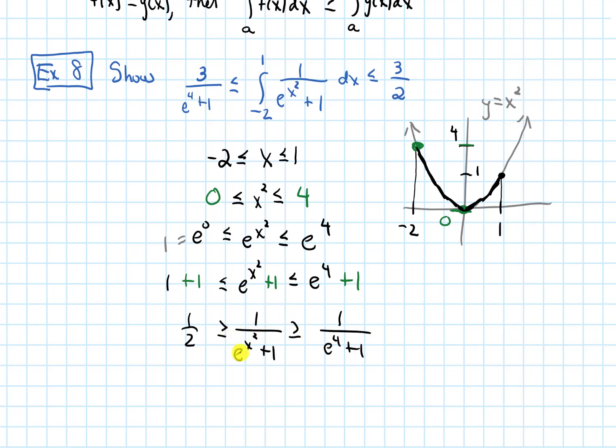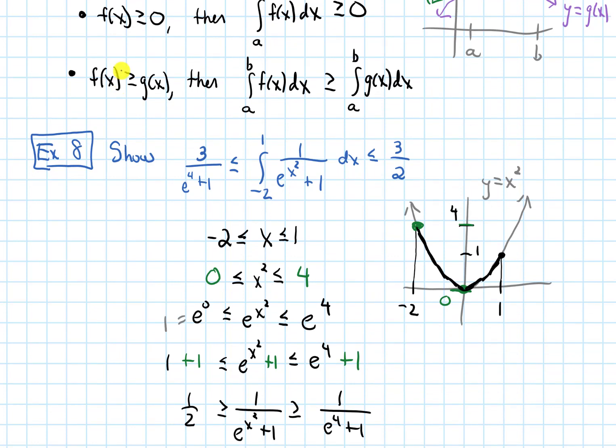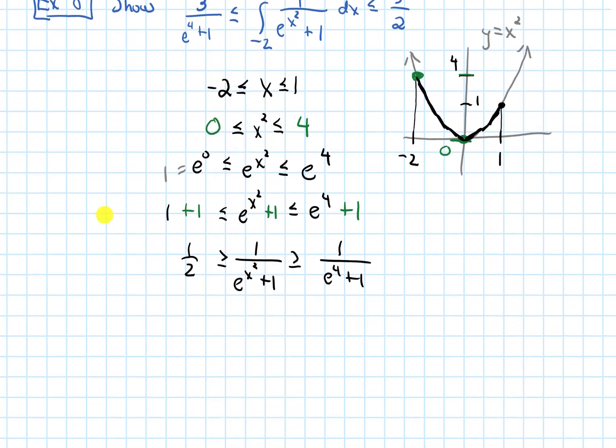Now the middle of this chain looks like my function, this integral. So by the comparison properties, if f of x is greater than or equal to g of x, when I take integrals of both of those functions, that inequality stays the same. So that's what I'm going to do next. Take the integral of everything here. So we'll do the integral of this one from negative 2 to 1, and the integral of this one, and the integral of the last one.